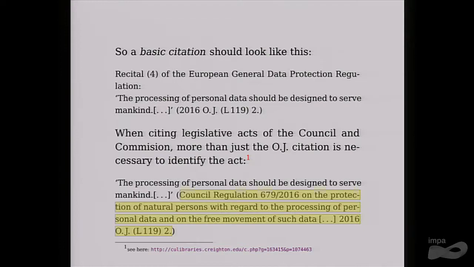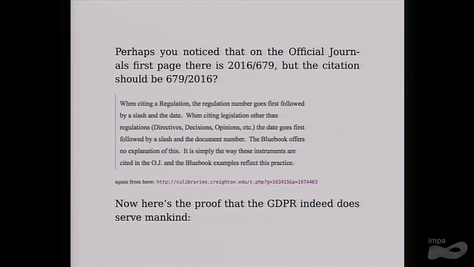What I really was wondering is, perhaps you noticed, or you didn't, because you didn't look into the details, that on the first page they write this. So the paper is writing number 2016, 679, but the citation should be like this. And here also they write this, they don't know why. The Blue Book offers no explanation of this, but it is like it is.